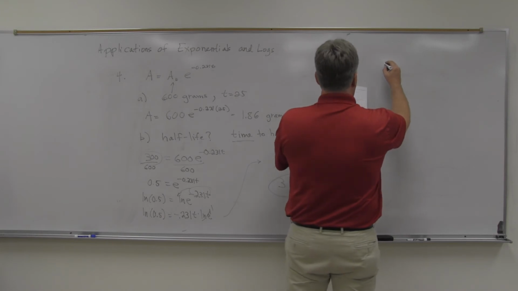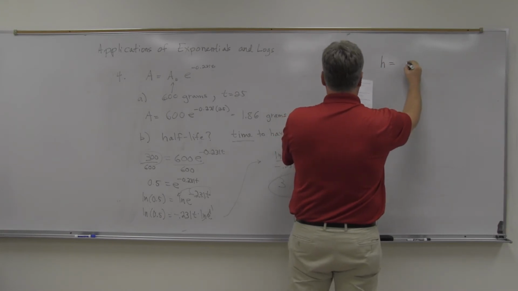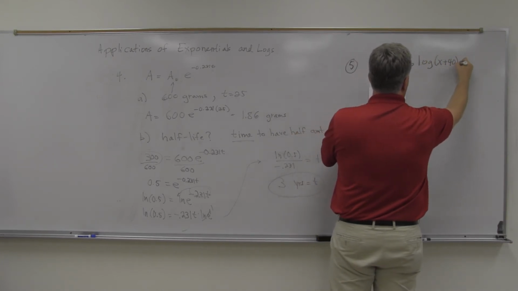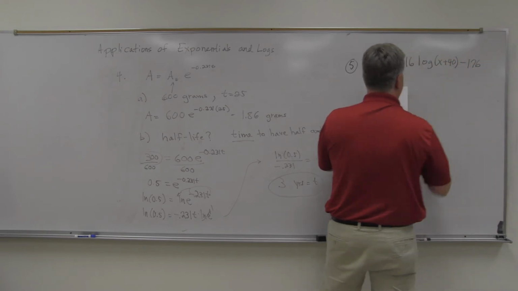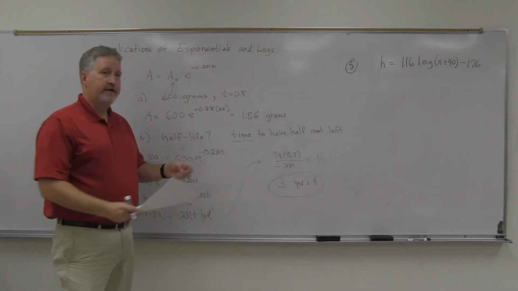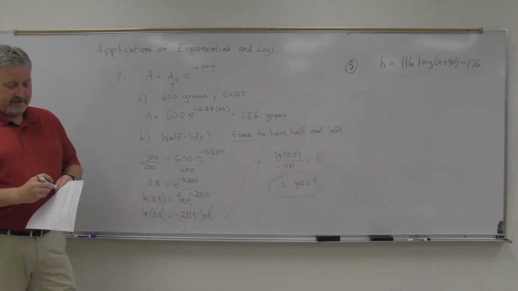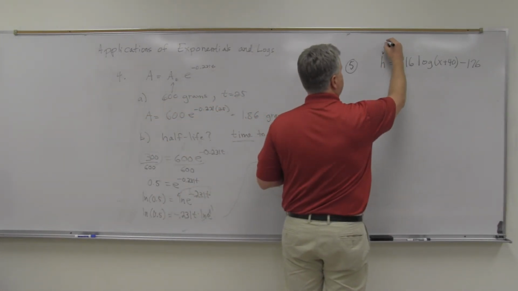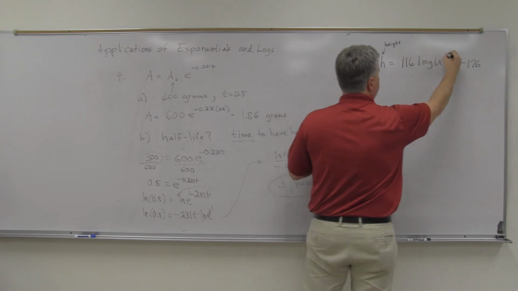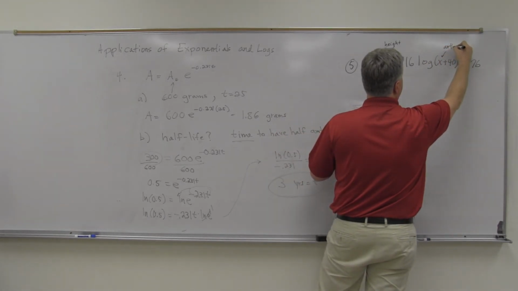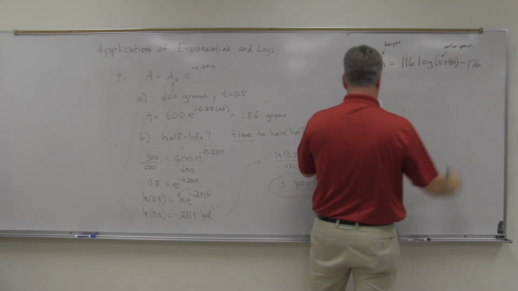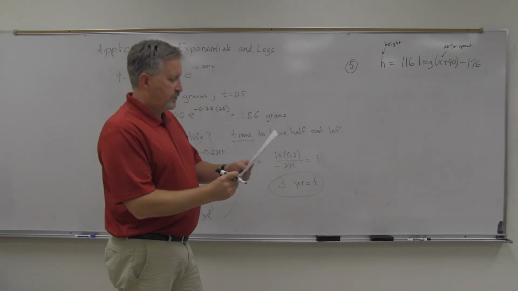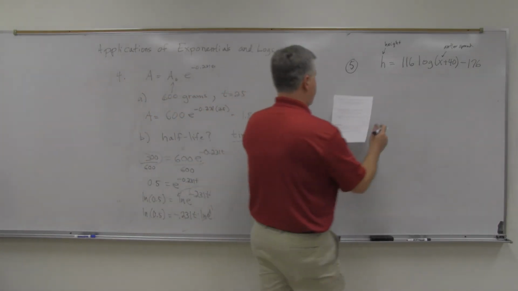We've got the shoulder height h of an elk is 116 log(x plus 40) minus 176. Nice little model, but it's a logarithmic model. Other examples, like I said, are earthquake magnitudes and things like that. This is the shoulder height of an elk with antler spread x. Both of those are in inches. So find the shoulder height of a male elk with antler spread 90 inches.